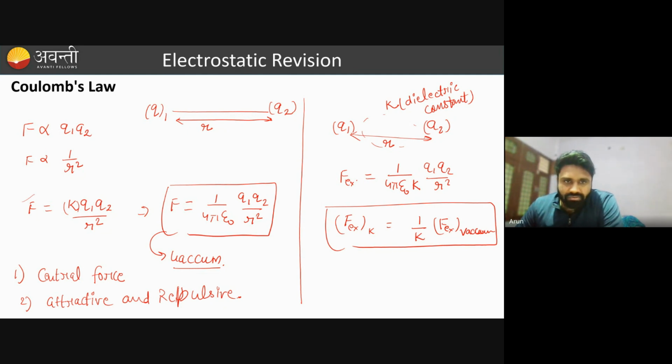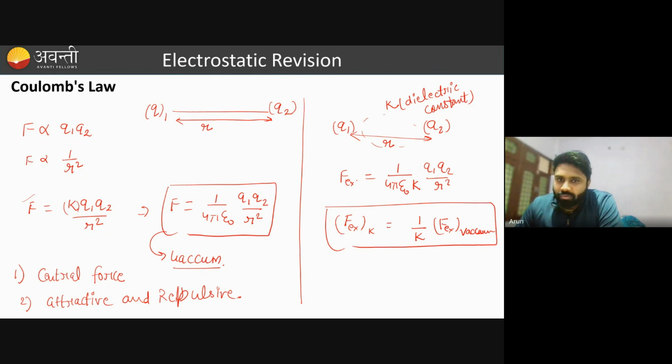The value of this constant is 1 upon 4 pi epsilon naught, where epsilon naught is the permittivity of free space. Now, if these charges are present in another medium rather than vacuum, so this medium is different from vacuum, and this medium has a dielectric constant K.